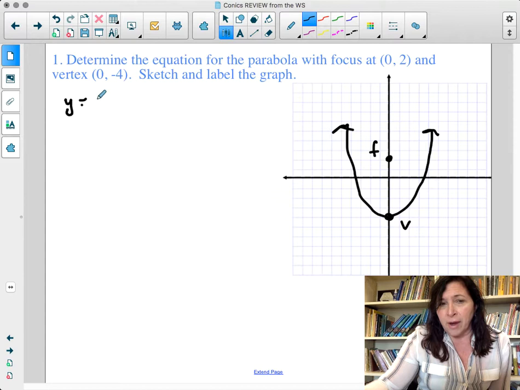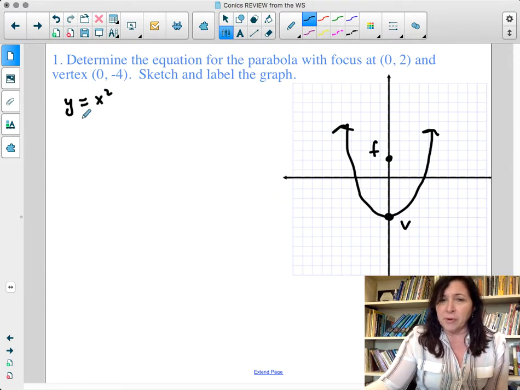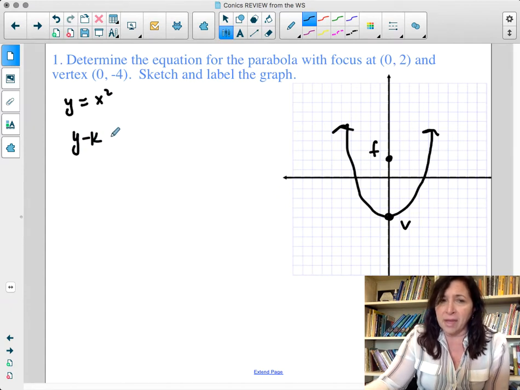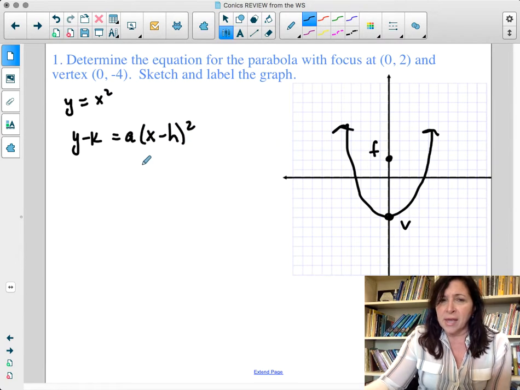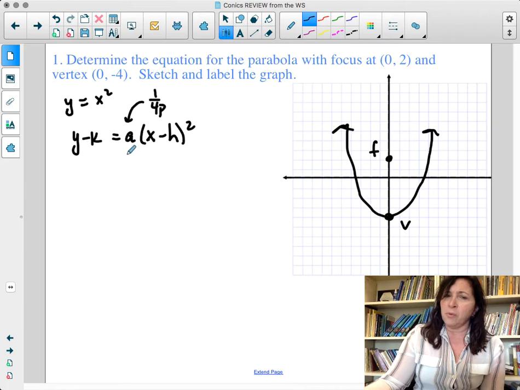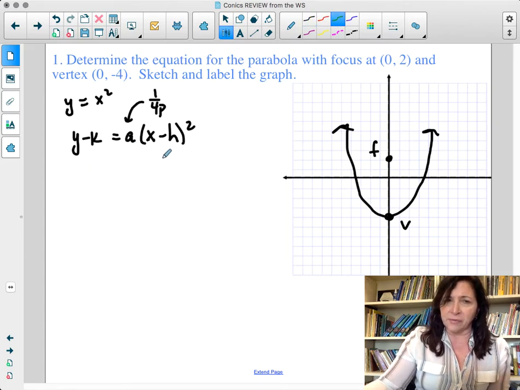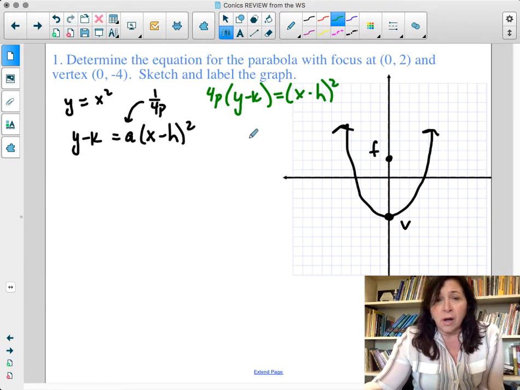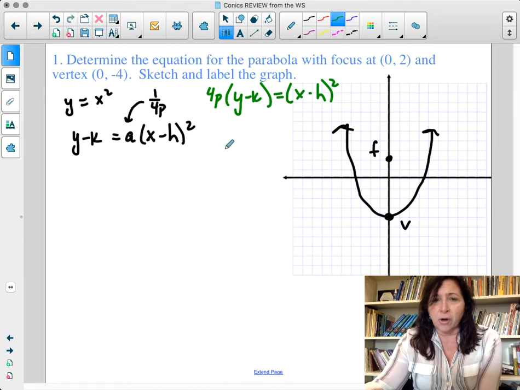That also tells me that my graph is y equals x squared, which if I were to put that in standard form or vertex form for my parabola, I'm going to get y minus k is equal to a times the quantity x minus h squared, and a is equal to 1 over 4p. Some people will write this differently. Instead of putting this as 1 over 4p, they put the 4p over here, and they would go 4p times the quantity y minus k equals the quantity x minus h squared. I don't do that, but you're going to get the same answer regardless.